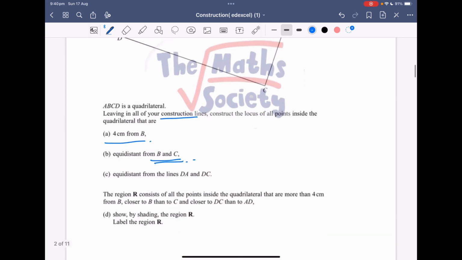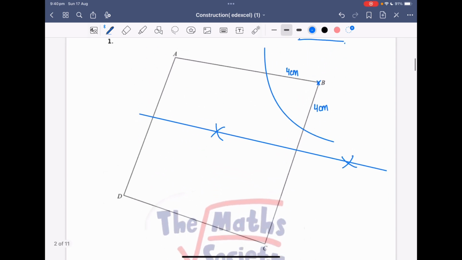And part C says equidistant from the lines DA and DC. That basically means from DA this way and DC, we're going to draw the perpendicular bisector, which is going to go through this way. Because the common point is D, you're going to use the same method as well. So it's going to be this way and that way, and this way and that way. So it's going to be equidistant. You just use the same equal distance from DA and DC, and put your compass on these points again. On the points that you've put on DA and DC, we've got to find the bisector point.